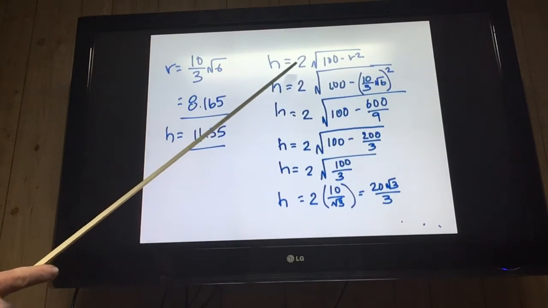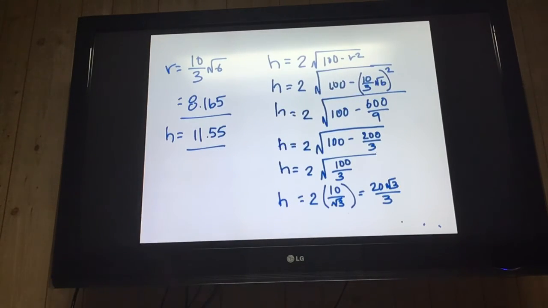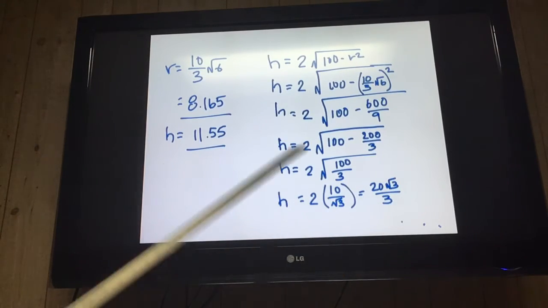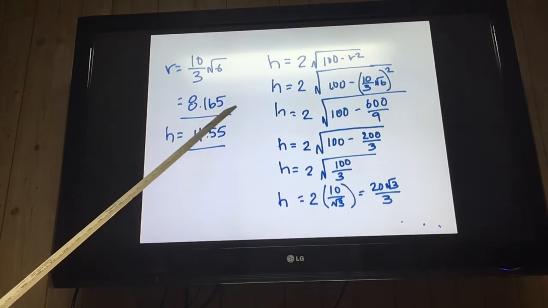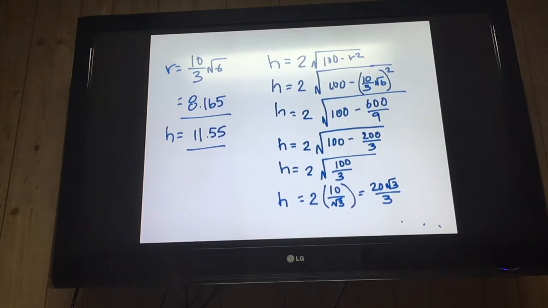So we take our height, which is 2 times the square root of 100 minus r squared, put the r back in, simplify, 600 over 9, 200 over 3. This is 300 over 3, which gives me 100 over 3. Square root of 100 is 10 over square root of 3. Rationalize. So 10 square root of 3 over 3. So that's 20 square root of 3 over 3. If I put those in decimals, I get 8.165 by 11.55. The volume would be, I didn't do that. Let me do that right now.